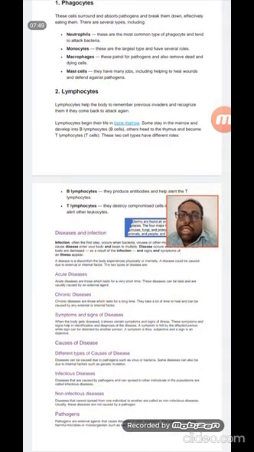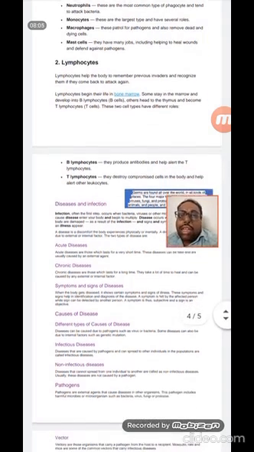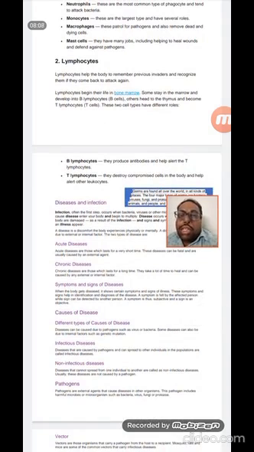Next is lymphocytes. These lymphocytes grow mainly inside the lymph nodes. There are two types of lymphocytes, the T lymphocytes and the B lymphocytes. They are named so because the B lymphocytes' origin, that means the area of production, is the bone marrow, and they get matured in the bone marrow itself.